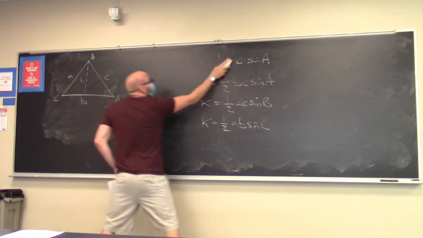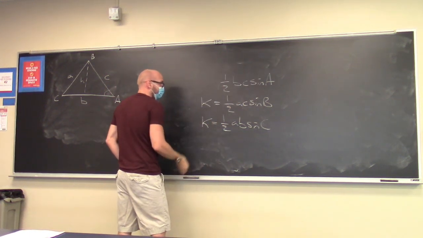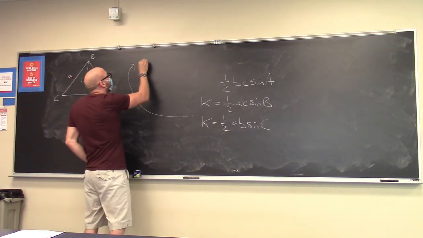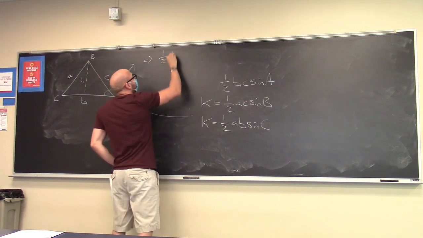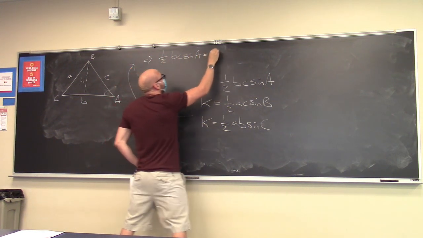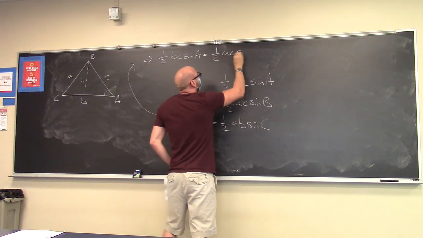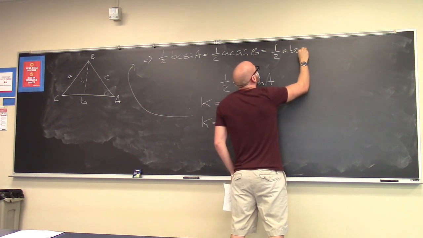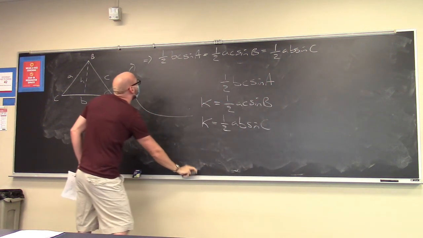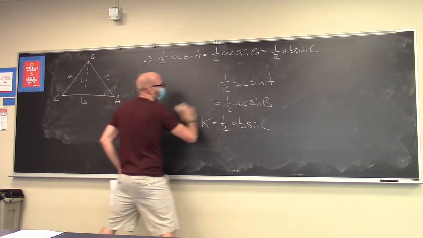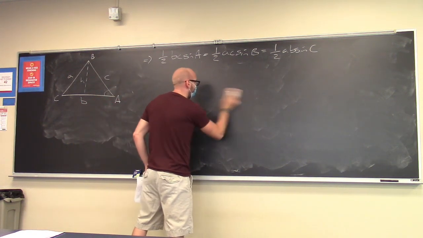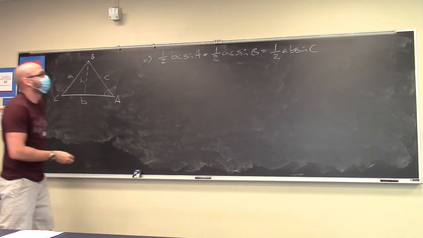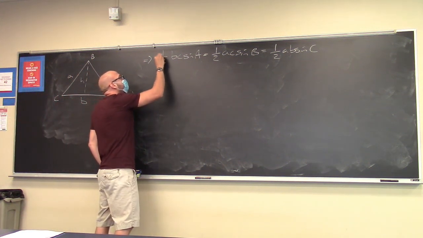So all three of these things are equal to K. They're all the area, so they're all equal to each other. This means that 1/2 BC sine A is equal to 1/2 AC sine B is equal to 1/2 AB sine C. And this is the famous law of sines. It's just not written in the form you're used to. So let's put it in the form you're used to.